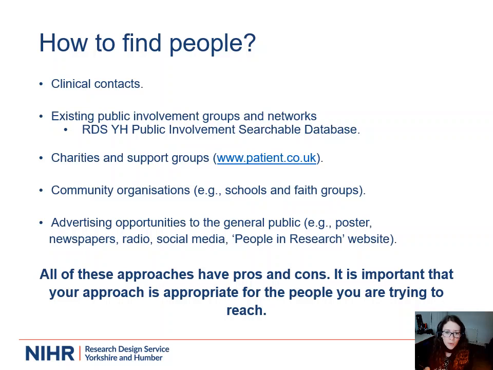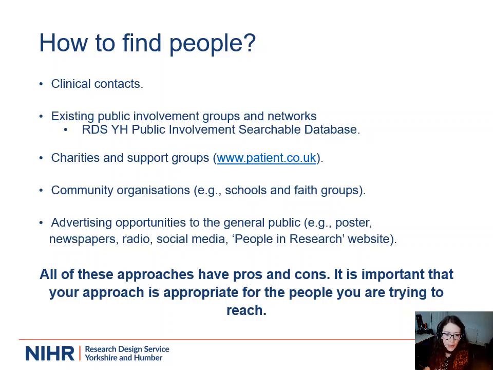So how do we find people to be public contributors in our research? It might be about using existing networks, or it could be about creating new connections. Who do you know that might be able to help you access the relevant people? And there are pros and cons to different approaches. For example, clinical contacts, great because they're direct access to local people with experience of a specific condition or intervention. However, a downside might be that some patients may feel pressure to say yes when someone directly involved in their care is approaching them. It's important to approach people in an ethically conscious way.